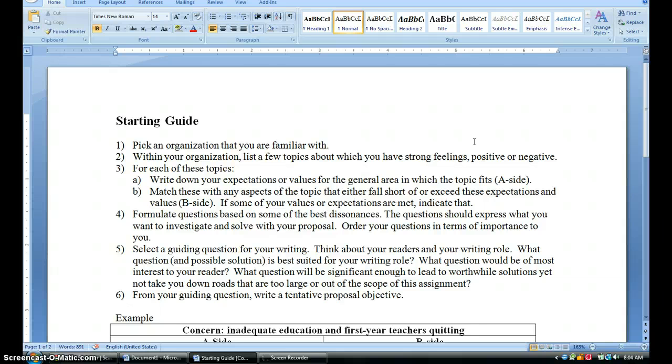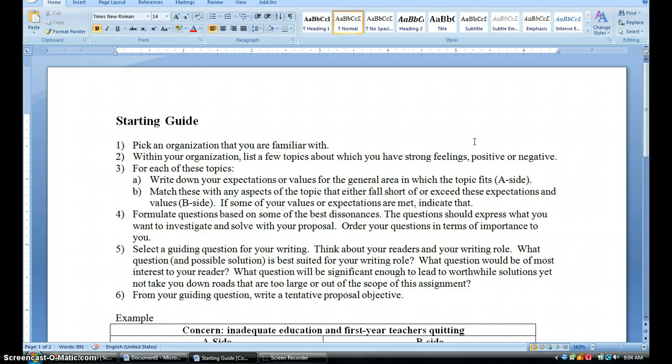And then the B is match these with any aspects of the topic that either fall short of or exceed these expectations and values, and we call that the B side. If some of your values or expectations are met, indicate that. Number 4, formulate questions based on some of the best dissonances.